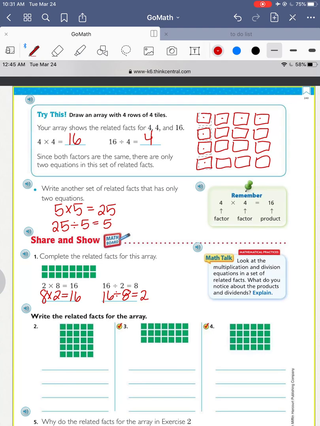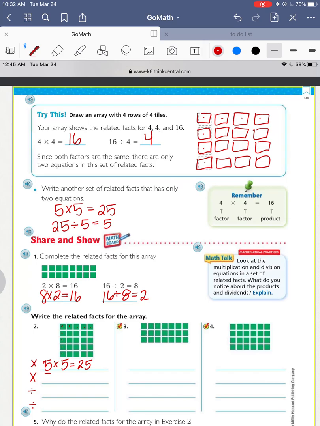Now we have to write all the facts. So if you want to help yourself, you can write multiplication, multiplication, division, division. So make sure that you have 2 multiplication facts and 2 division facts. Let's start with multiplication. So count the number of rows, 1, 2, 3, 4, 5 rows, times 1, 2, 3, 4, 5 across is, and you should know what 5 times 5 is, but remember, if you forget, you can count all of the boxes and you'll get to 25.